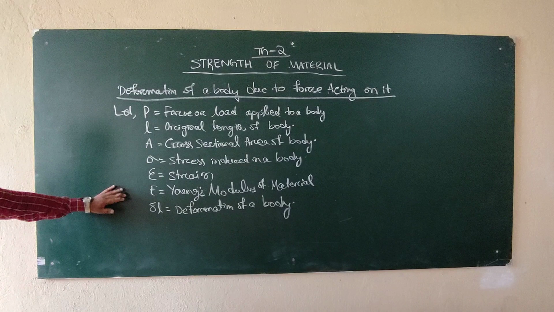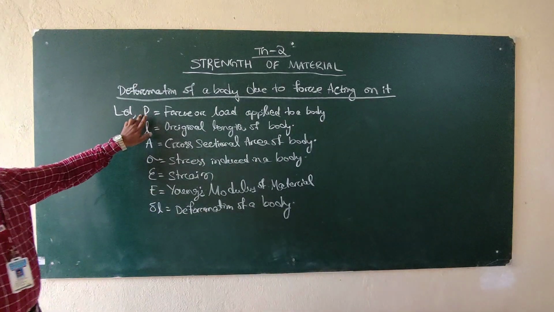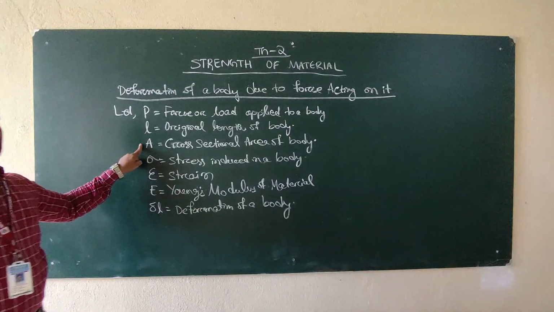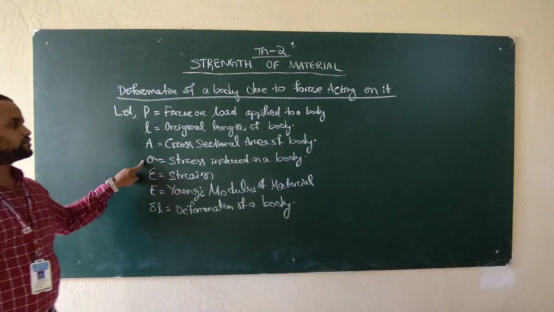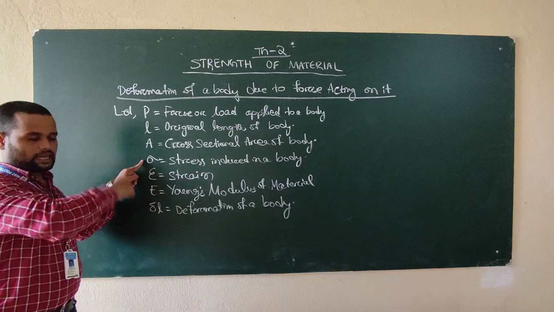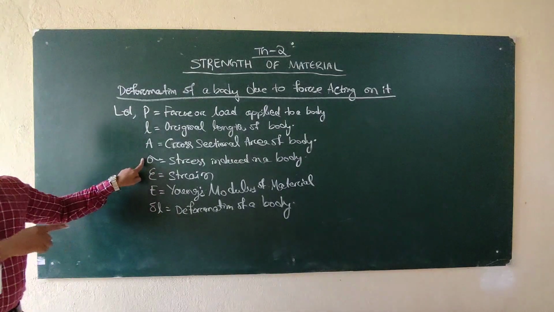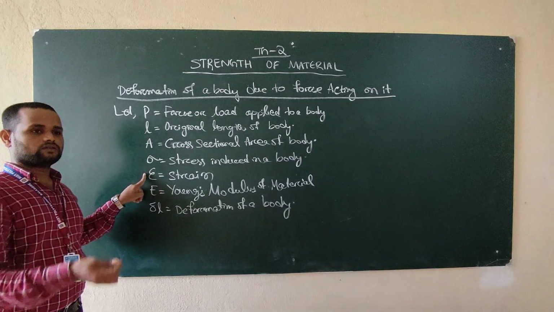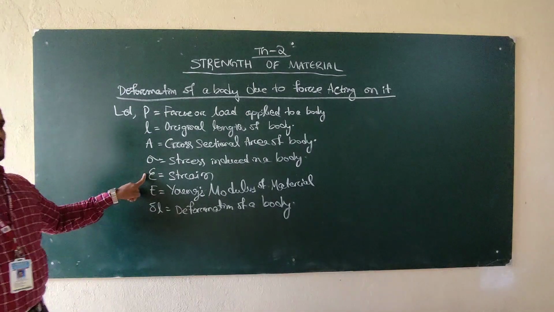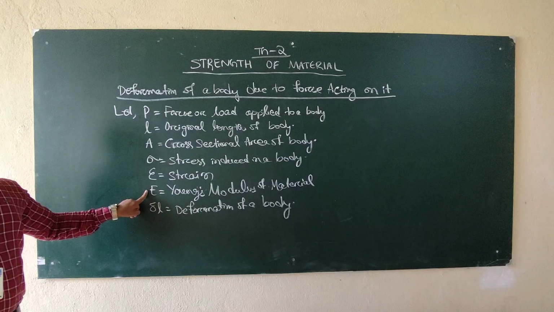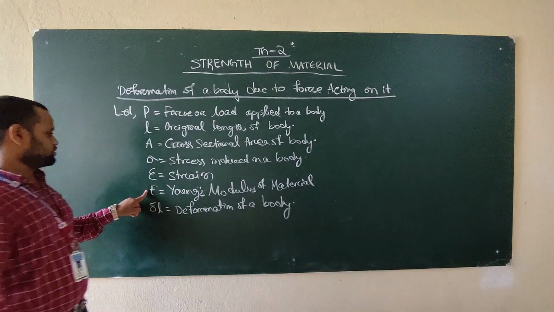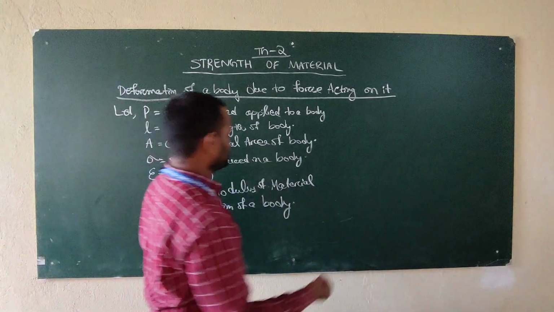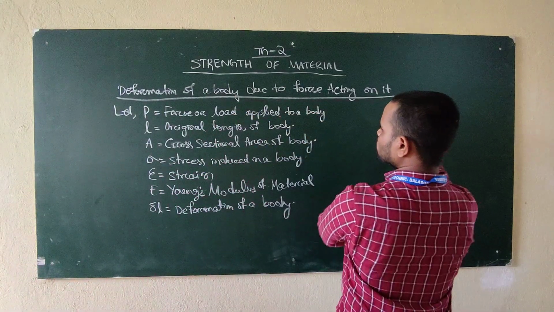So here are the terms: P, force or load applied on the body; L, original length of the body; A, cross-sectional area of the body; sigma, stress induced in the body. In the previous class we have studied stress and different types of stress, epsilon, strain or types of strain, and E, Young's modulus. Then del L, the deformation of the body. Now derive what is the deformation of a body.